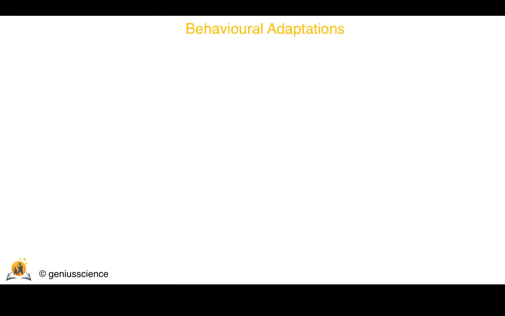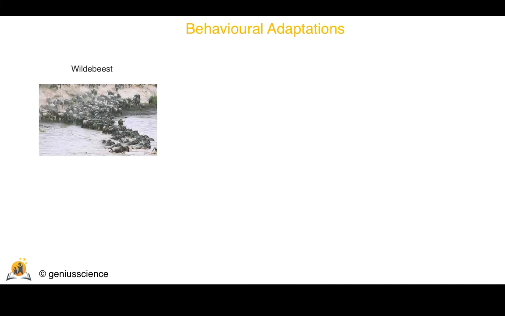Here are some behavioural adaptations then. Our first animal is the wildebeest. Behavioural adaptation of wildebeest is their migration across the Serengeti plains in Africa to follow rainfall. Many birds also migrate by flying south for winter for warmer temperatures, such as swallows and the peregrine falcon.